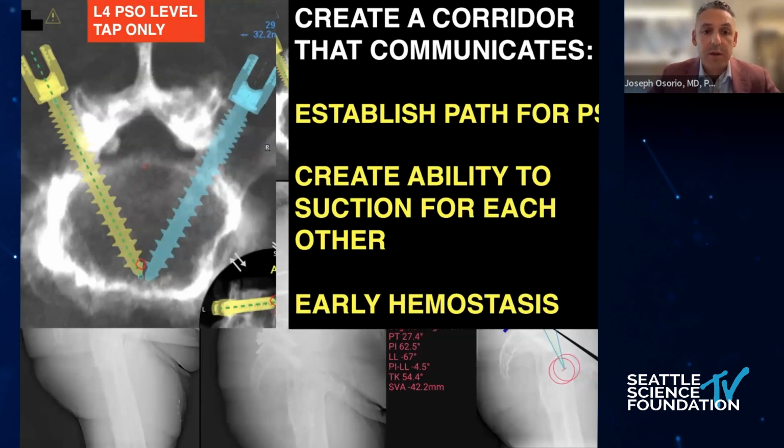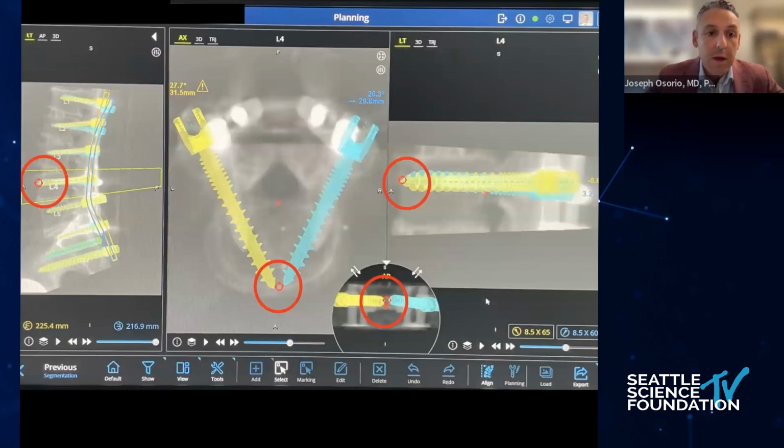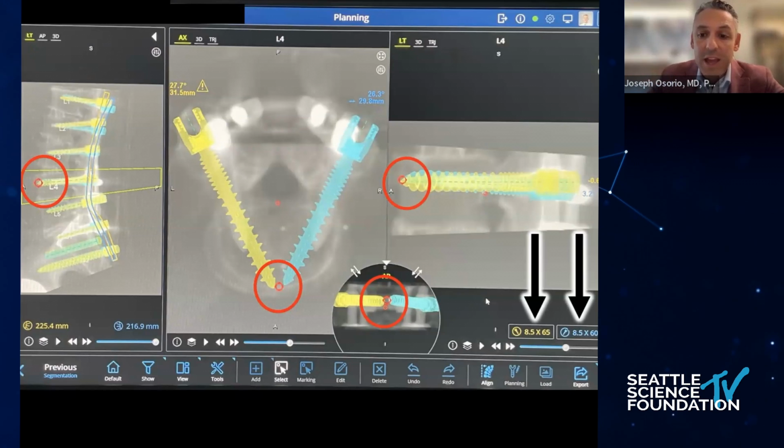And so one of the things that I do is right up front, I'll put my fixation, but at the PSO site, I'll actually use the robotic system to drill and tap screws that would essentially meet. I'm not putting in a screw. I'm simply coring out a corridor that will communicate from one side to the next. So you can see here, I've planned screw trajectories, but they're quote unquote colliding, and that's exactly what I want.